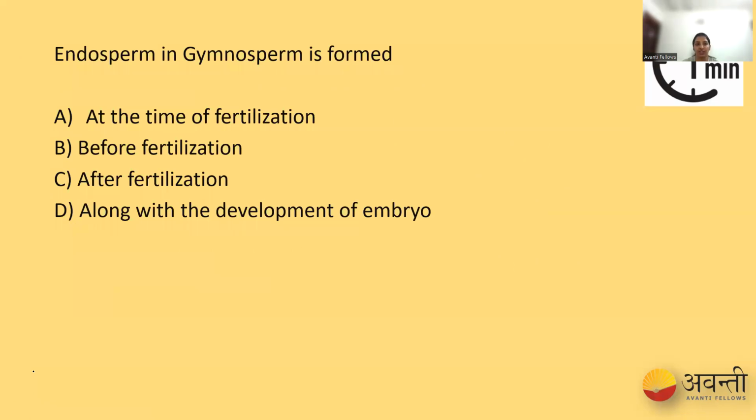Now moving to the next question. Endosperm in gymnosperm is formed: A. At the time of fertilization, B. Before fertilization, C. After fertilization, D. Along with the development of embryo. Endosperm in gymnosperm.